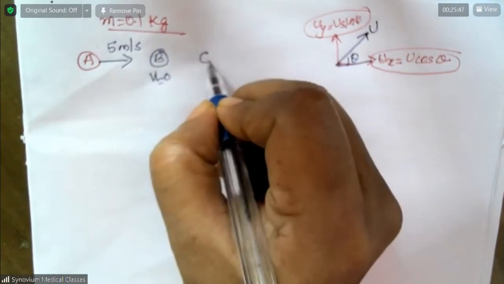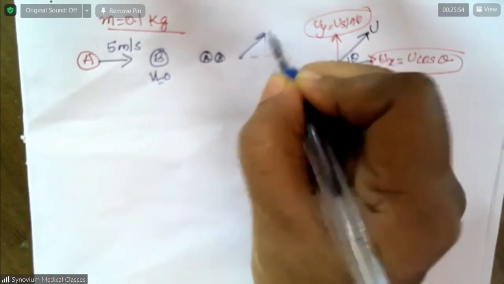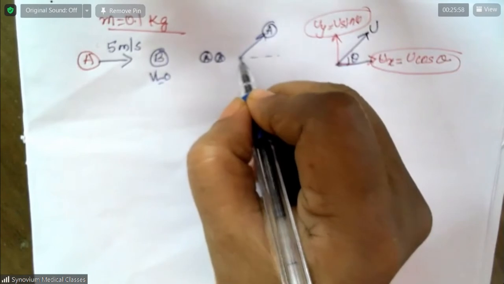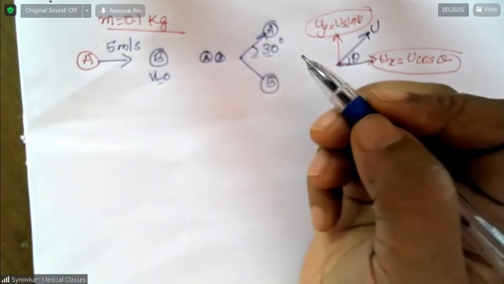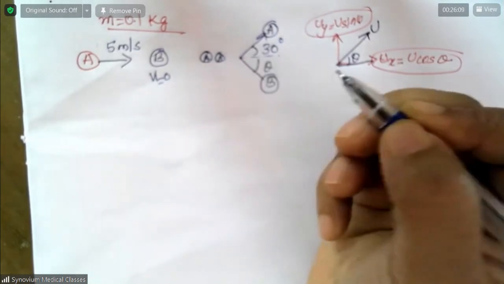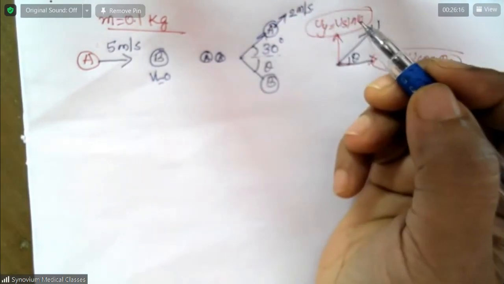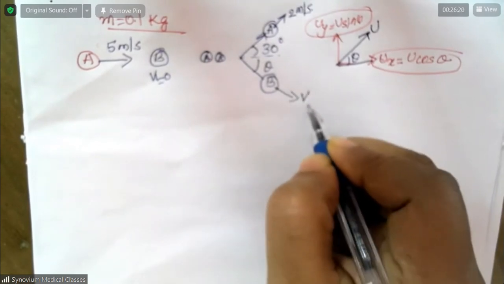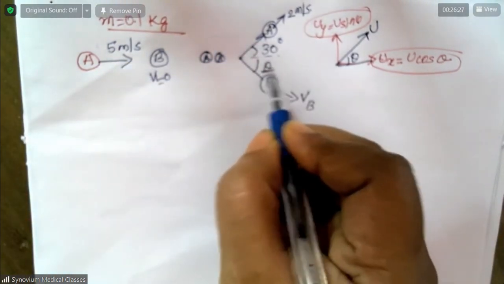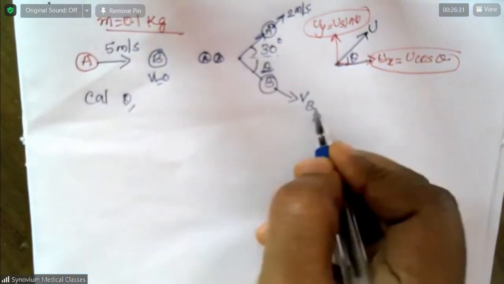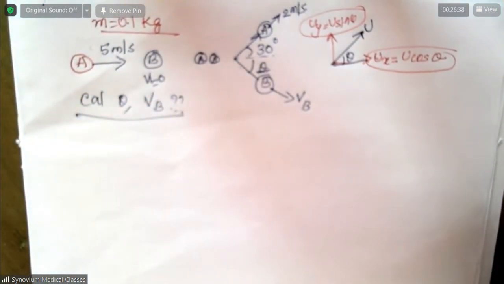Now A and B collide. After collision, A goes this way, B goes this way. This angle is 30 degrees. A goes this way with 30 degrees, and here B goes with an angle theta. And A goes with a speed of 2 meter per second. You don't know the speed with which B is going, V. Question is, calculate this angle theta, and the velocity with which it goes. Have you understood? Yes.